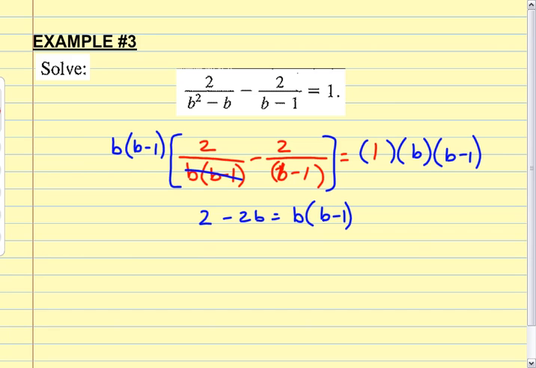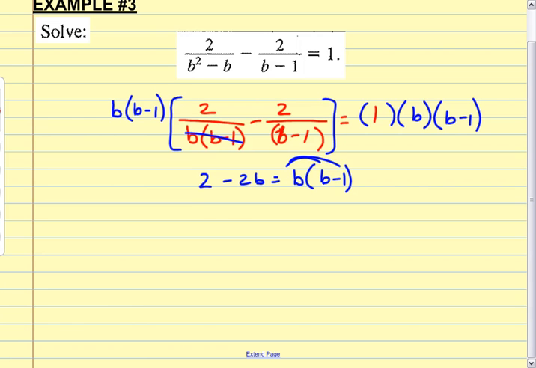I want to solve here, right? So I need to simplify. Whenever I'm solving, I simplify, then solve. So that means I need to distribute this. I'm going to get 2 minus 2b is equal to b squared minus b, right? I need to get everything on one side. Because is this a linear equation or is this a quadratic equation? What tells you that it's a quadratic?